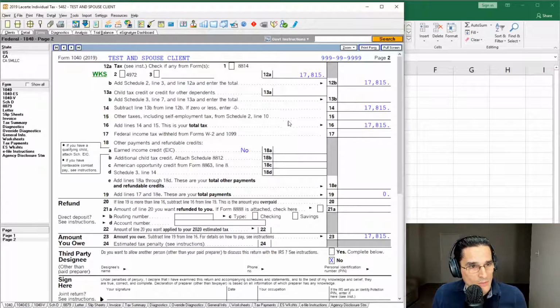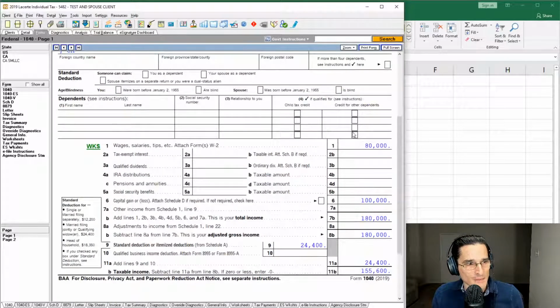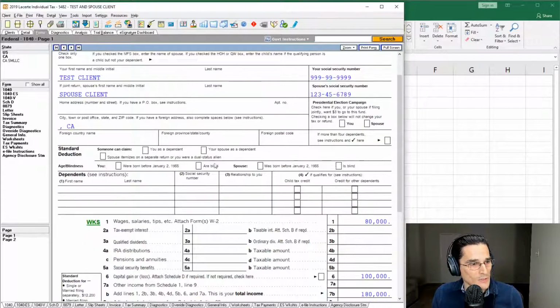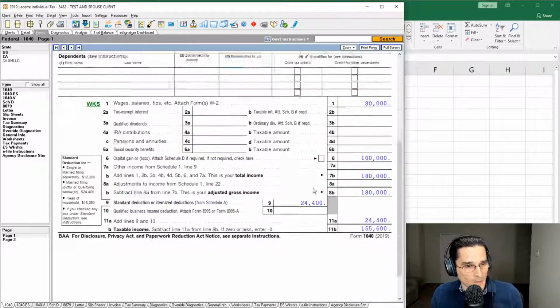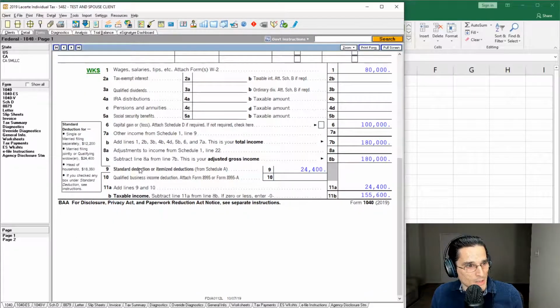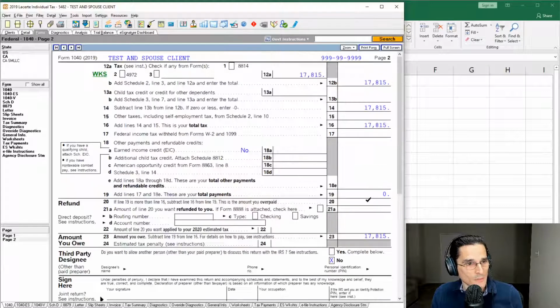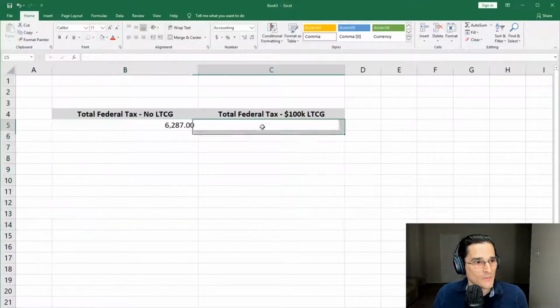All right, so our tax liability then increases to $17,815. Let's just look back at the 1040. We have the same $80,000 in wages. We're married filing jointly. And we have the $24,400 as a standard deduction. The total tax comes out to $17,815.